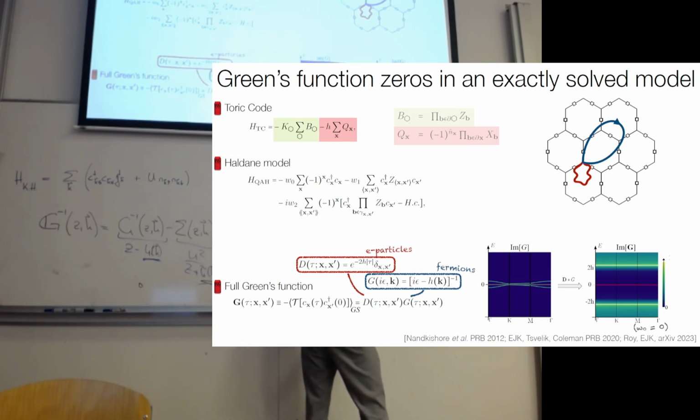This is a number. This is a scalar. This here is an h of k that describes the full dispersion in the full Brillouin zone.